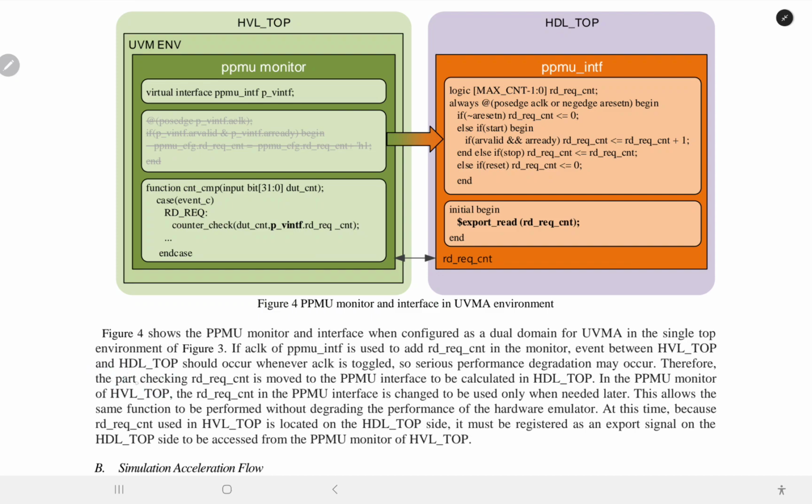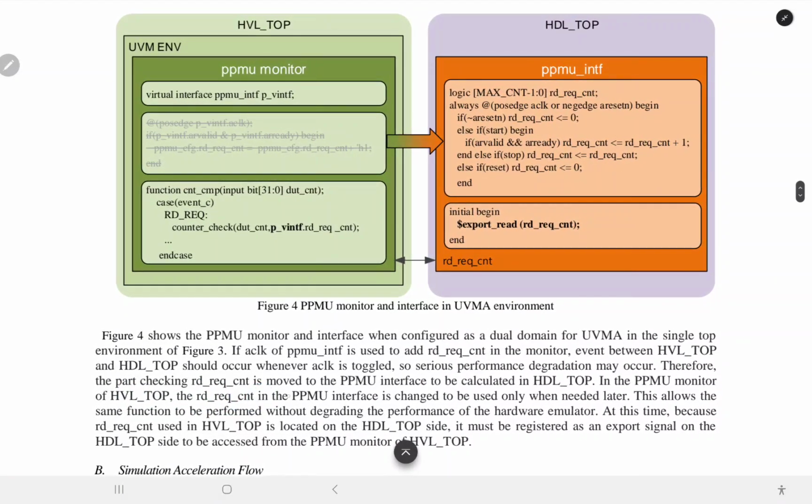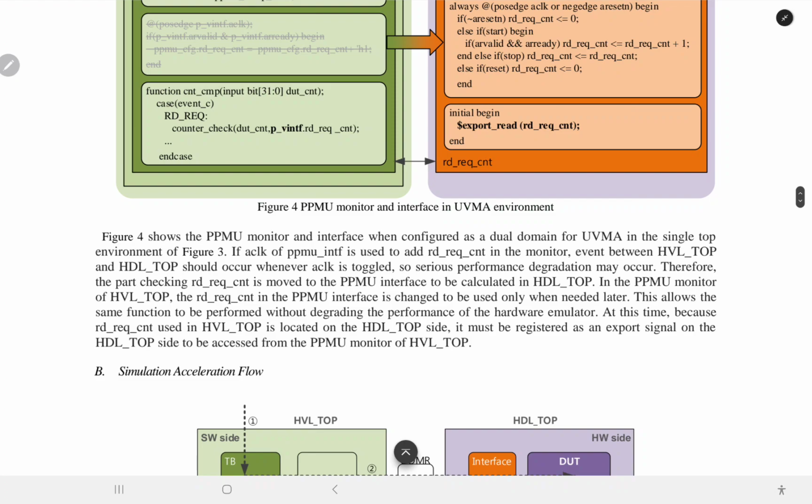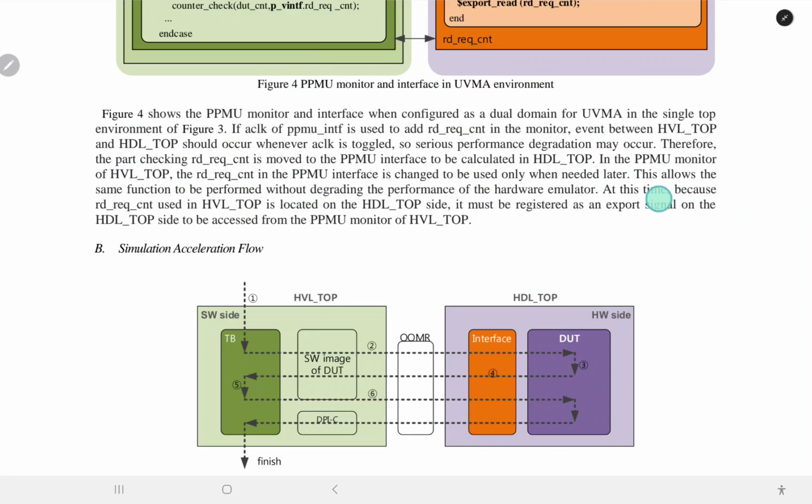Therefore, the part checking the REQCNT is moved to the PPMU interface to be calculated in the HDL top. In the PPMU monitor of the HDL top, the REQCNT in the PPMU interface is changed to be used only when needed later. This allows the same function to be performed without degrading the performance of the hardware emulator. At this time, because REQCNT used in the HVL top is located on the HDL top side, it must be registered as an export signal on the HDL top side to be accessed from the PPMU monitor over the HVL top.